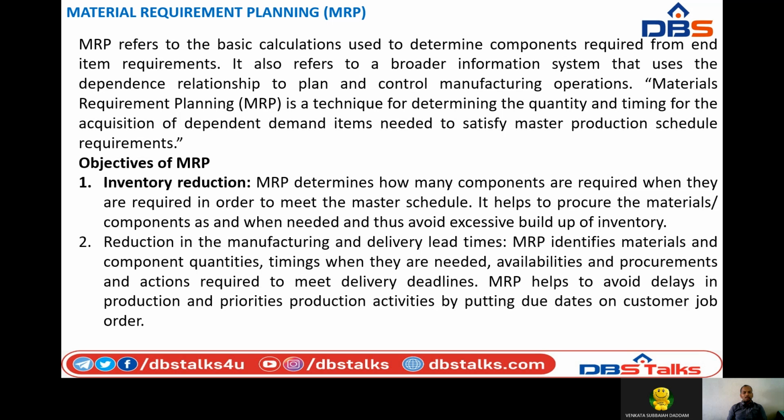It is one of the techniques for acquisition of these dependent demand items needed to satisfy the MPS system. MPS means master production schedule. So MRP is the materials that are required for the production of an item, but with MPS, one item may not be the same for another production. So if you are doing the production for n items, n items means n different items.